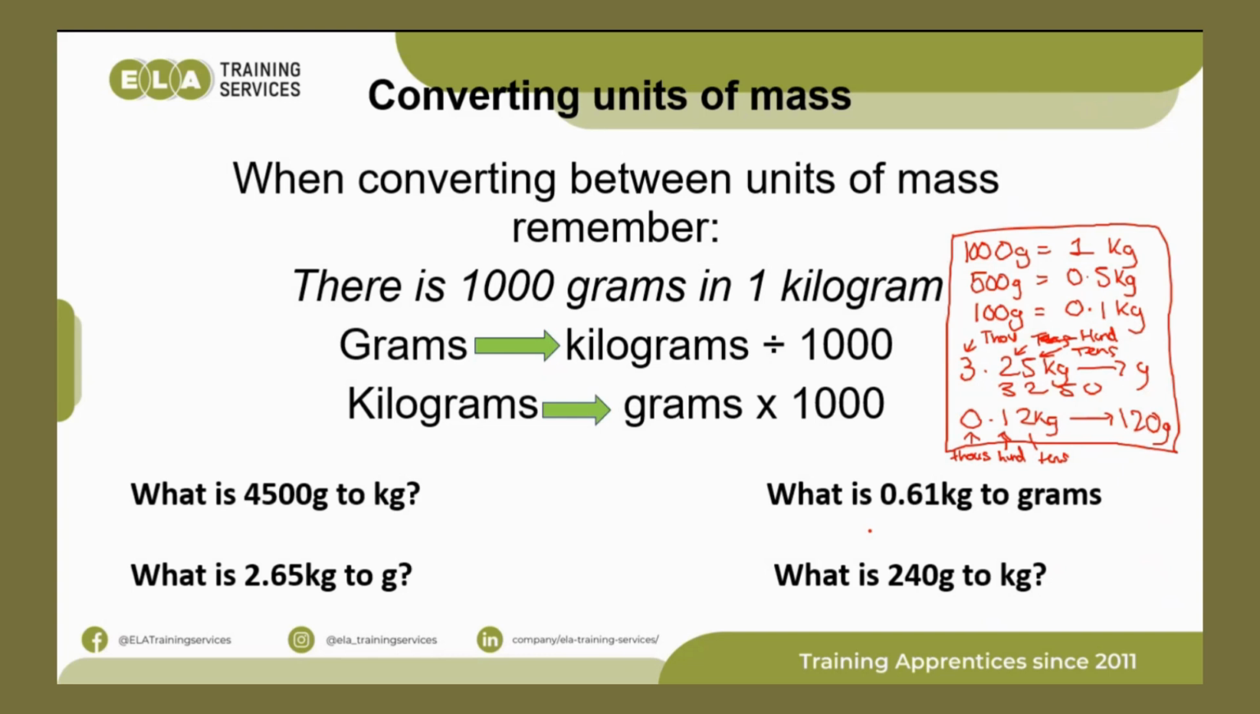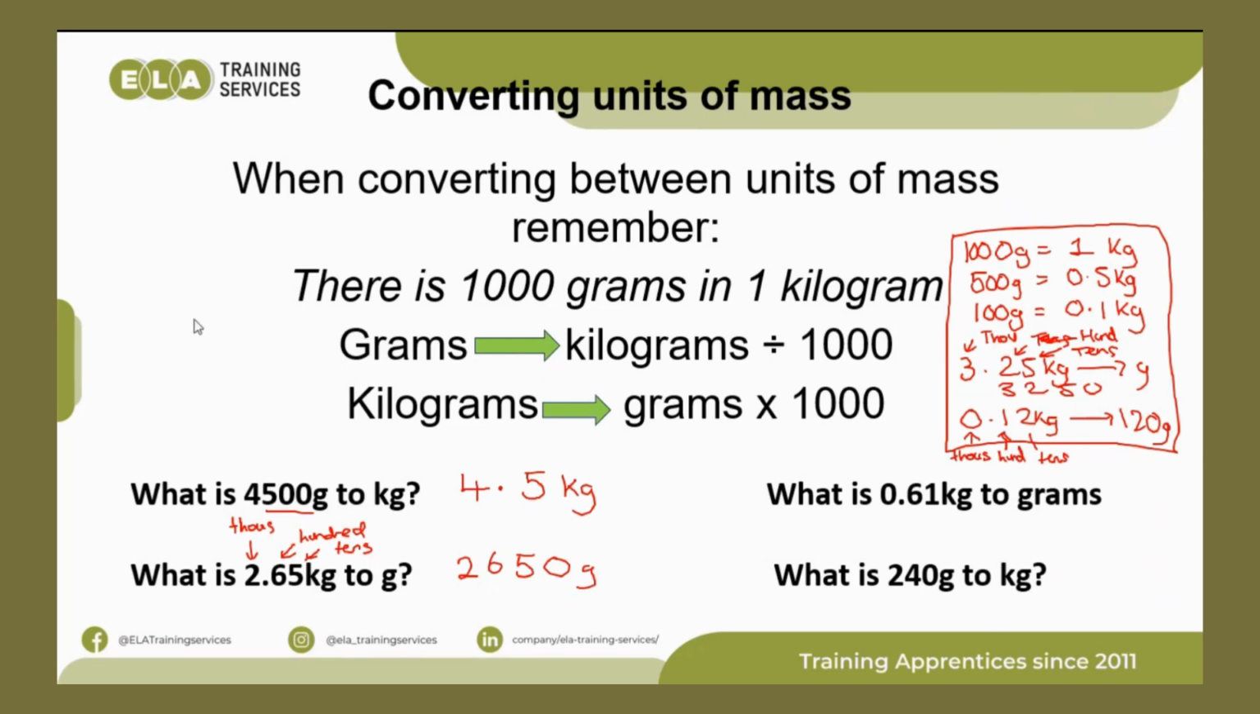So here we've got 4,500 grams to kilograms. We've got 4 in the thousands, but we've got only 500. So that 500 will be after the decimal, 0.5 kilograms. So 4.5 kilograms. Then we've got 2.65 kilograms to grams. So we've got 2 in the thousands, 6 in the hundreds, and 5 in the tens. So if we're writing that as a number, 2,650 grams.